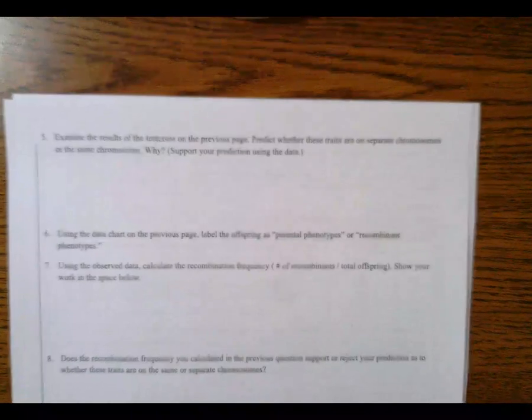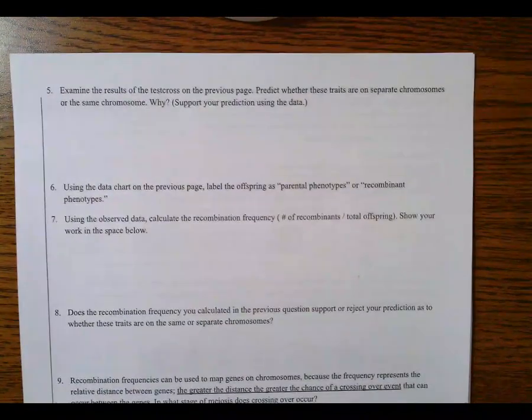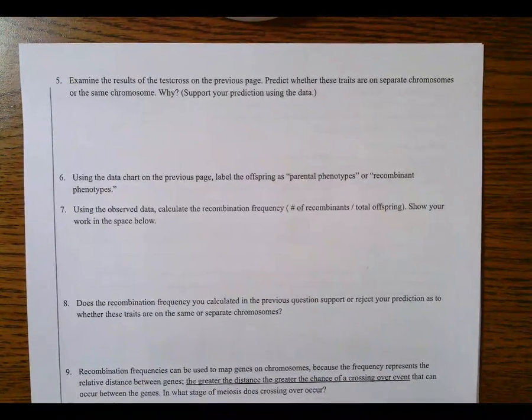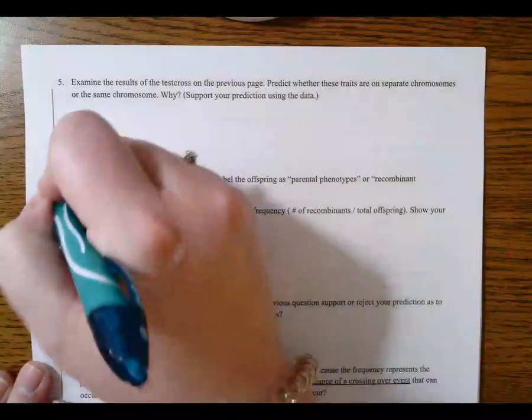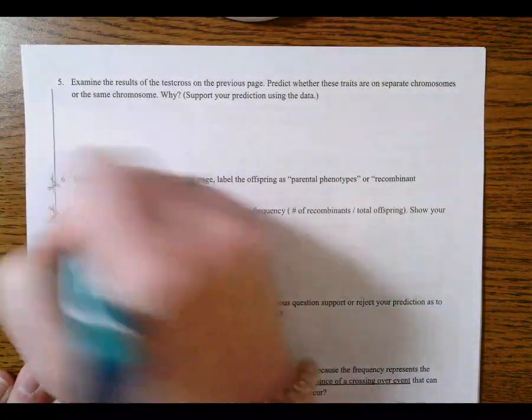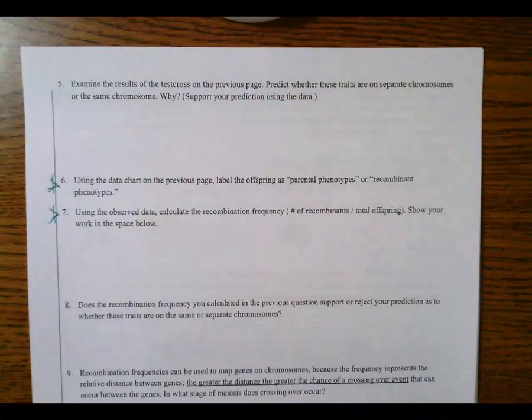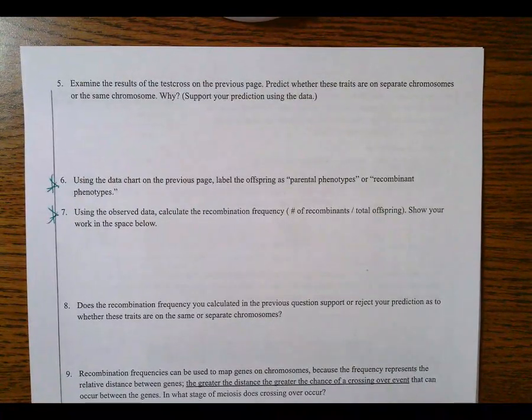So this is page 43. These are some questions here for you to answer. I am going to go over number 6, and I'm also going to go over number 7. Okay. So number 6, here's what it says. It says, using the data chart on the previous page, label the offspring as parental phenotypes or recombinant phenotypes.